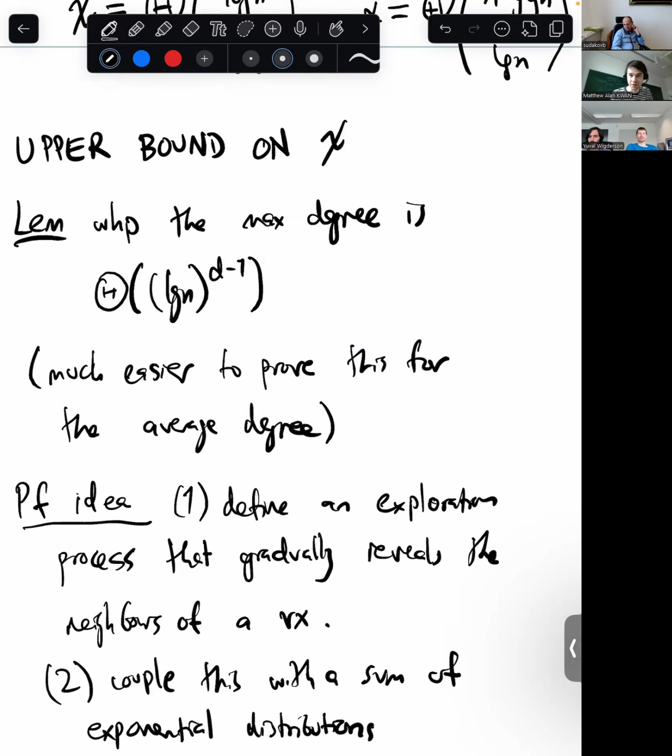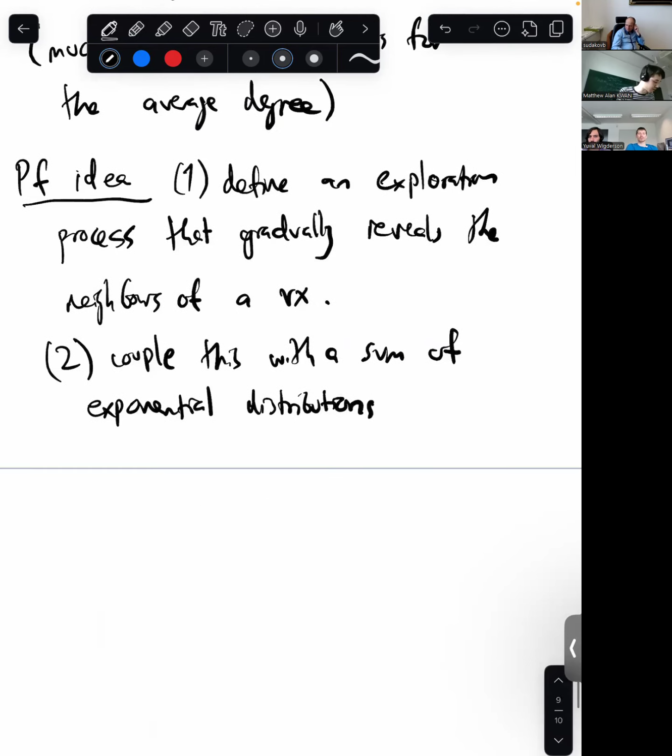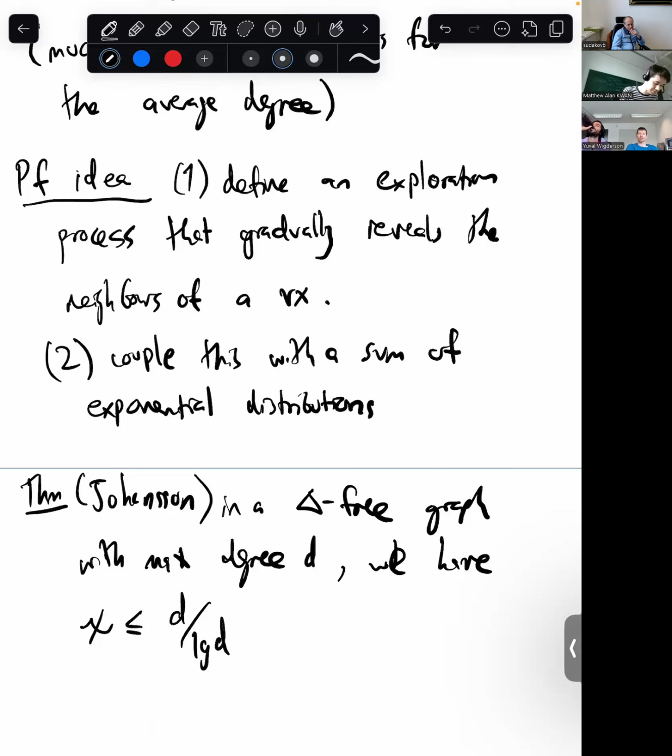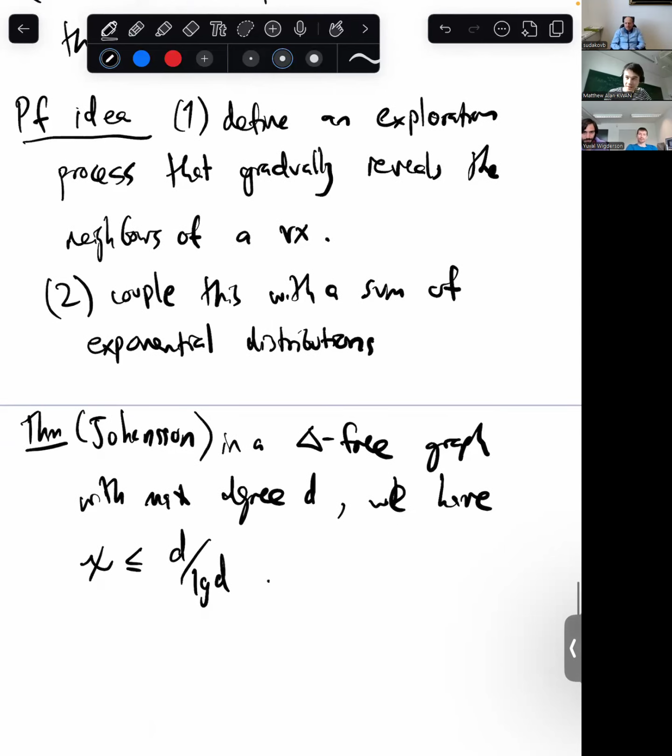Remember, there's a log-log factor, and the log-log factor just comes from a theorem of Johansson. So we're just using the fact that Hasse diagrams are triangle-free. Johansson proved famously that in a triangle-free graph with max degree d, the chromatic number is not just at most d, but at most d over log d. Okay. So Hasse diagrams are triangle-free.